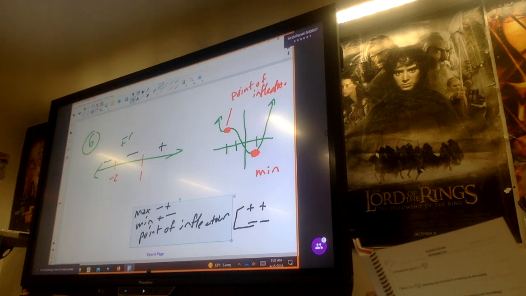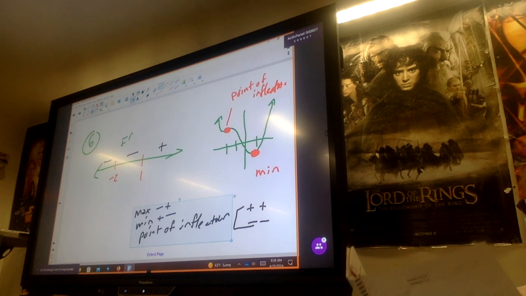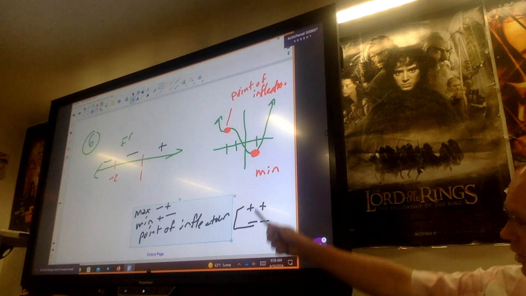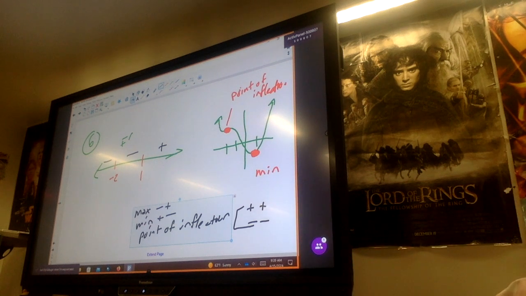We're all right? Okay, so a lot of times we will call these, like the -2 and the 1, if you label that on a sign line, those are called critical values or critical points.